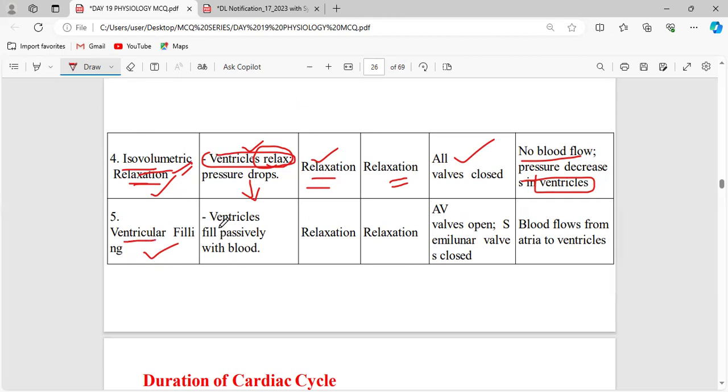Ventricular filling means it will fill passively with blood. The blood is not filling actively. It is filled passively. And here the status of the atrium will be relaxed, and the ventricles are also relaxed. Here the AV valves are open and the semilunar valves are closed. Okay, and the blood flows from the atrium to the ventricles, from the right atrium and left atrium to the right ventricle and the left ventricle.